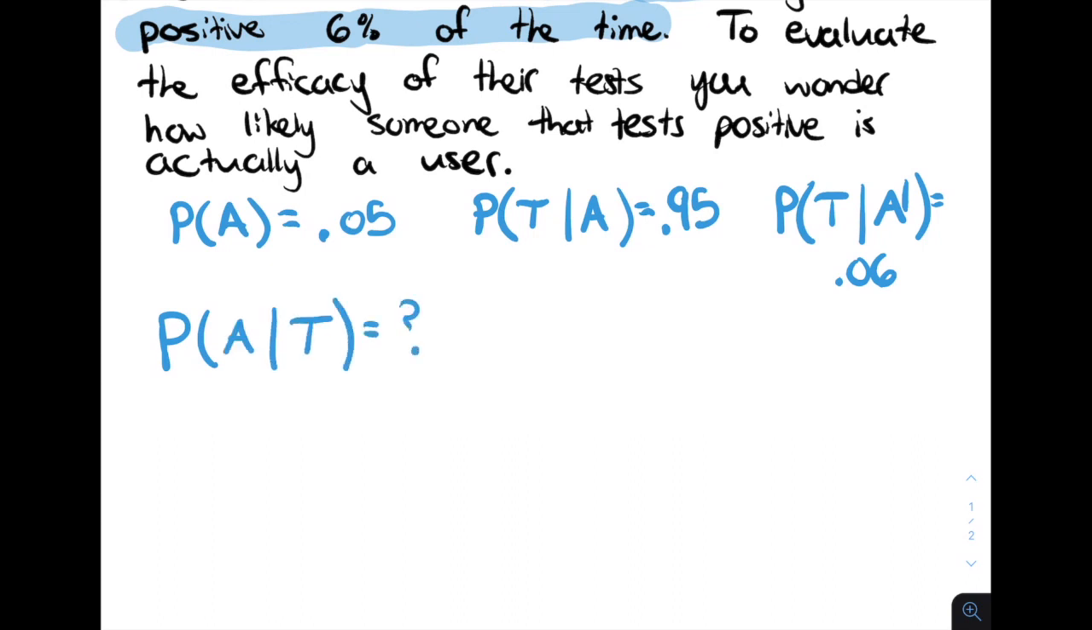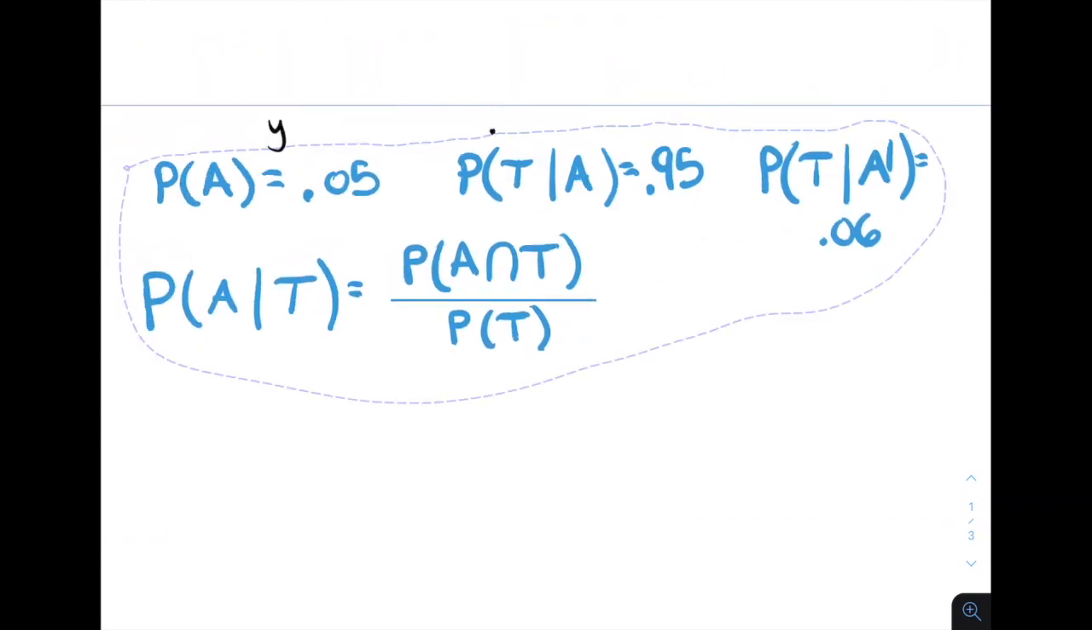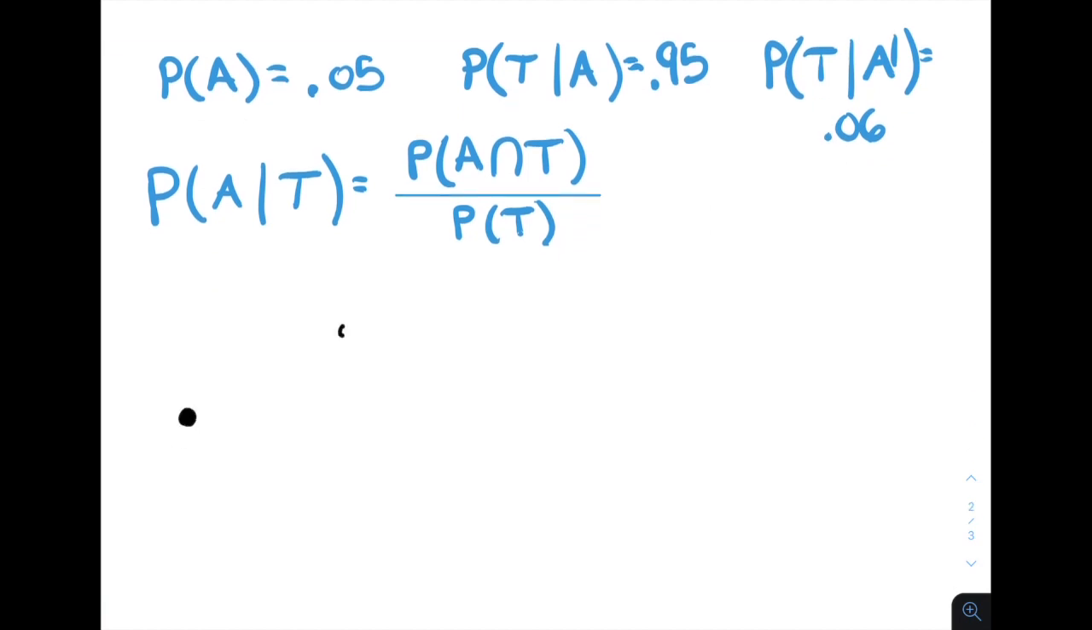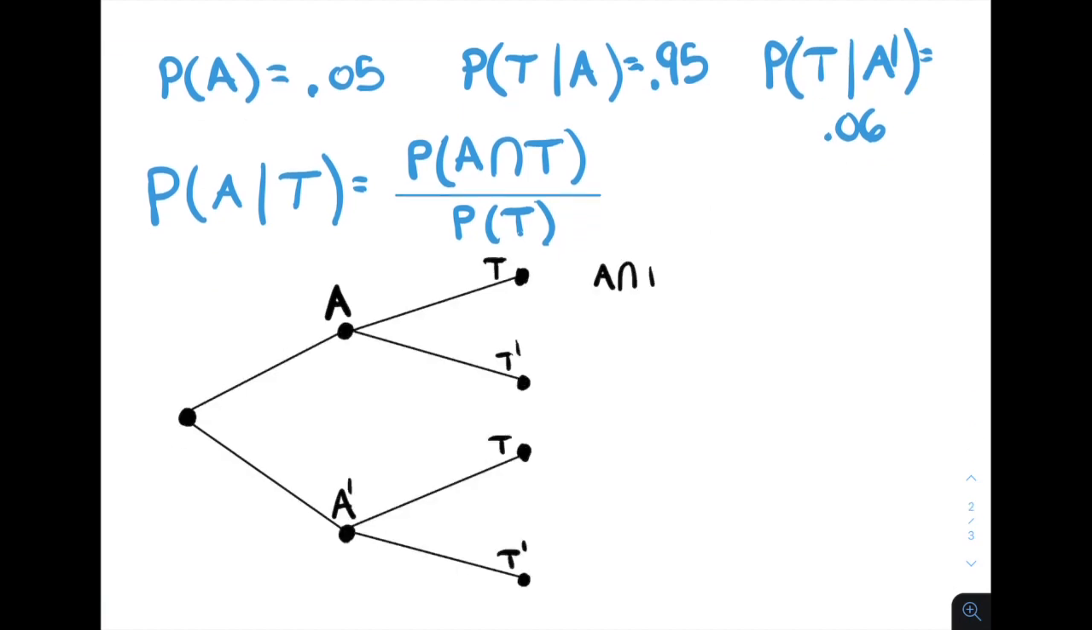Our question is to ask, what's the probability that someone who tested positive is a user of anabolic steroids? By the definition of conditional probability, we have a formula for what A given T is. It's the probability of A and T happening divided by the probability of T. Here, these are numbers that we don't know. By mapping out different outcome possibilities, we can calculate what our missing information is.